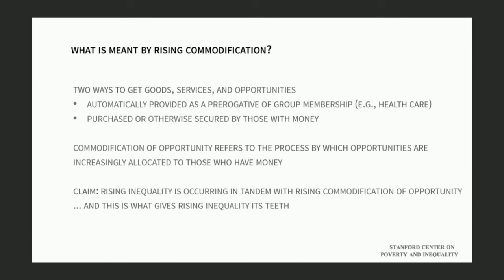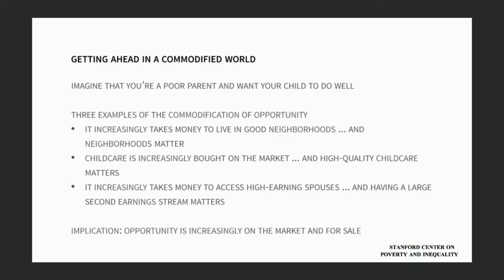Commodification of opportunity means that increasingly we're making that second decision as to how to allocate opportunity to kids. We're allocating opportunity to kids on the basis of whether or not the parents can buy it for them. And when you allocate opportunity in that way, it means that income inequality is very consequential for who gets opportunity. If you have to buy it, then it matters whether or not you have the money to buy it, right? So let's just think through what it's like now to be a poor parent, a poor parent who wants their child to do well in the US. What kind of obstacles does that poor parent face?